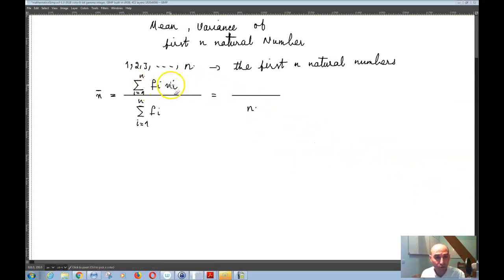And then sigma f of i x of i, since the frequency of each of those numbers is 1, meaning each of those numbers has been repeated only once and none of them more than once, you can leave out f of i and write this as just sigma x of i as i goes from 1 to n. Now your sigma x of i is equal to the sum of the first n natural numbers.